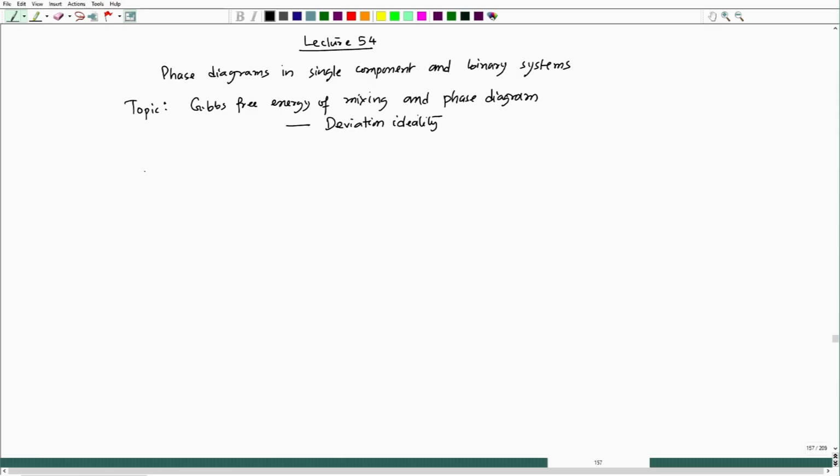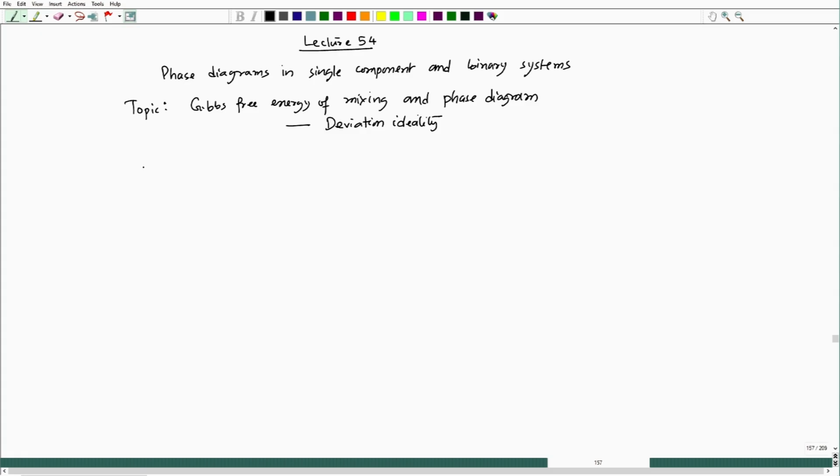Now, we will gradually switch from all those understandings, whatever we have learnt, and use them to draw phase diagrams when the system moves away from ideality. And remember, here we have taken a regular solution approach in order to address a non-ideal situation. So, let us see what we have.